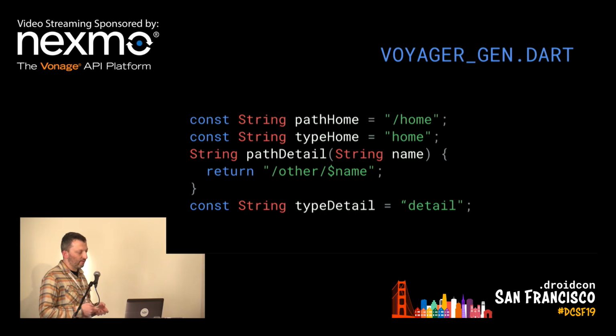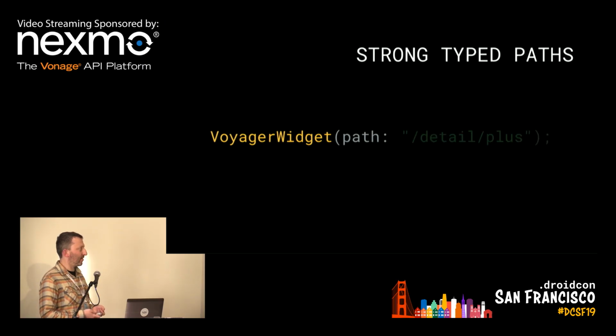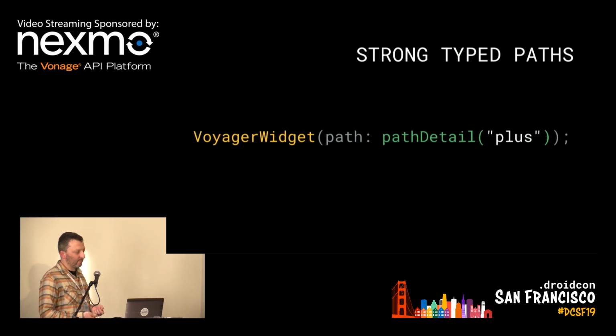And this is a file you're getting in return. So you have constant values for types and constant values for paths or a function. So for instance, now this manually typed path will become something that can get auto-completed from the IDE. And this is great because this means fewer typos.